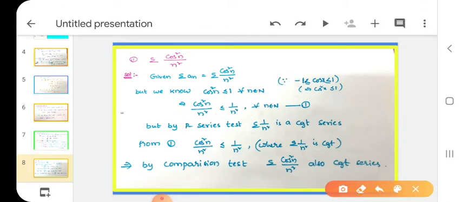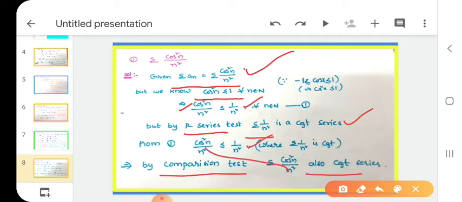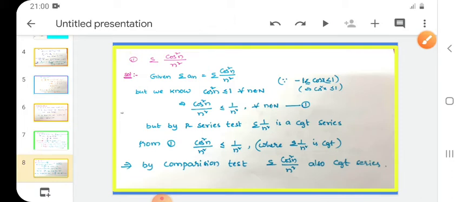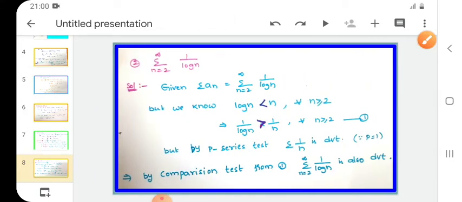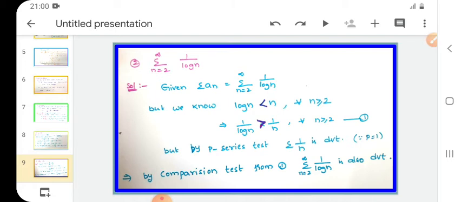See here, given summation a_n is cos square n by n square. We know cos square n is less than or equal to 1 for all n belonging to natural numbers. Now I divide by n square on both sides. Now I check whether 1 by n square is convergent. By the P series test, 1 by n square is convergent. And what is the relation between the two series? Cos square n by n square is less than or equal to 1 by n square. So by the comparison test, cos square n by n square is also convergent. Okay, clear? Next, summation n equals 2 to infinity of 1 by log n. Here what is the function?